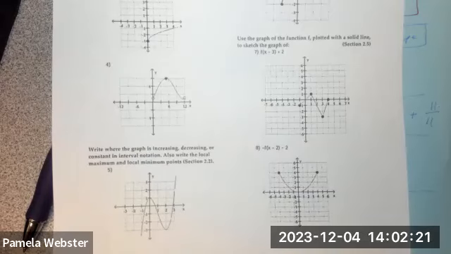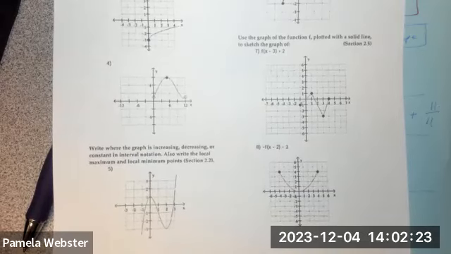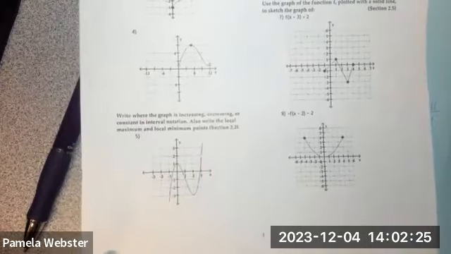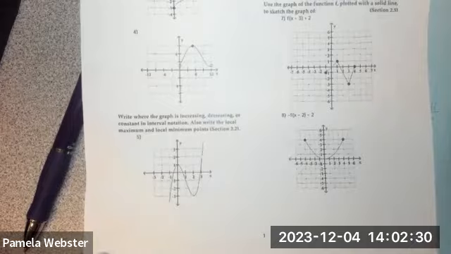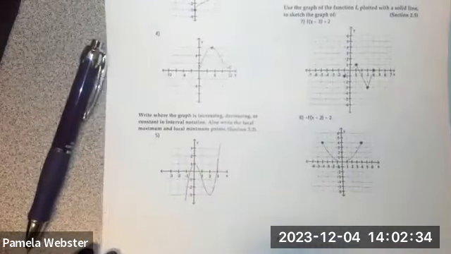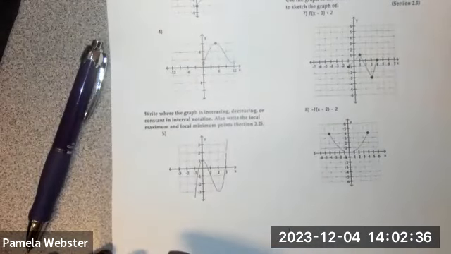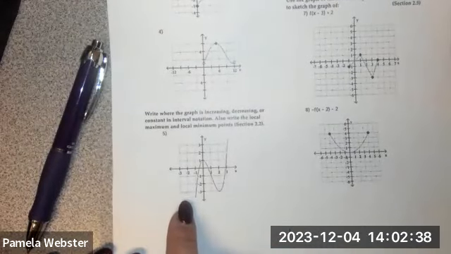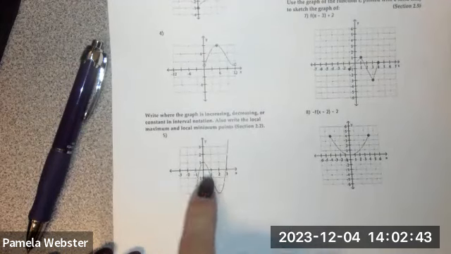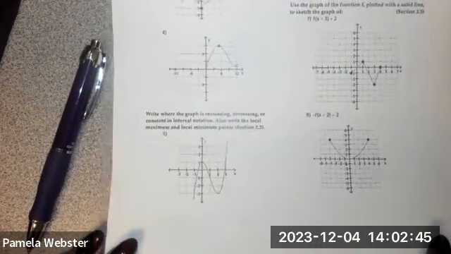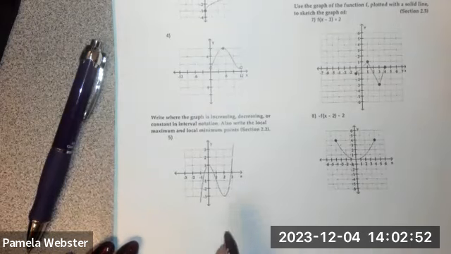Next, determine where the graph is increasing, decreasing, or constant in interval notation. Okay, so interval notation ends up looking a lot like this domain notation, right? But it ends up looking a lot like a coordinate point. So we have to be careful about this. But remember, it's always left to right on the domain, bottom to top on the range. And we tell where it's increasing, decreasing, or constant by using the X values.